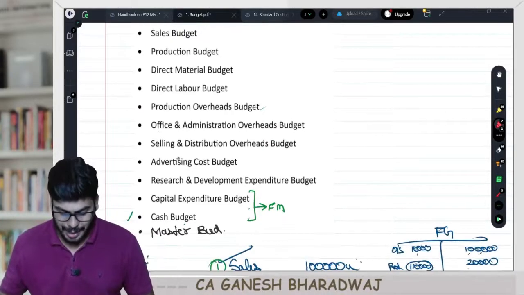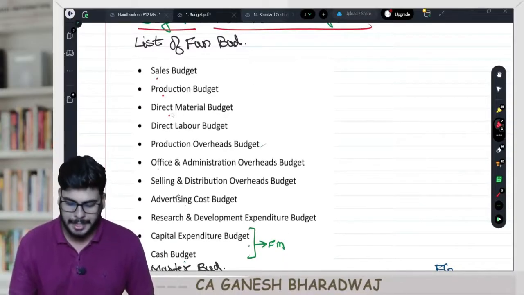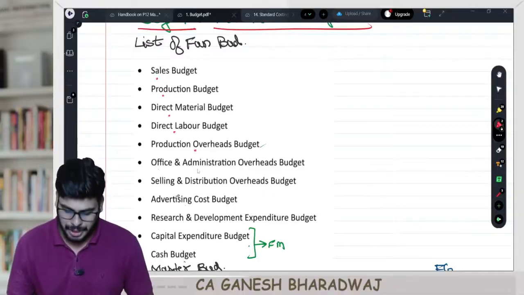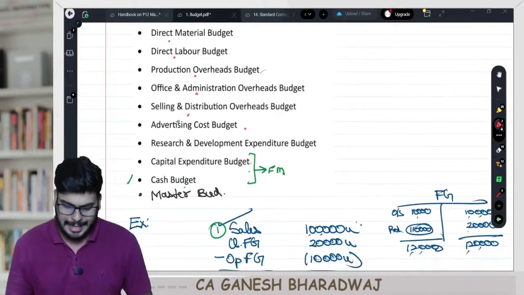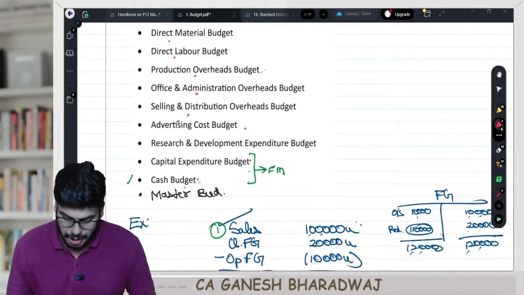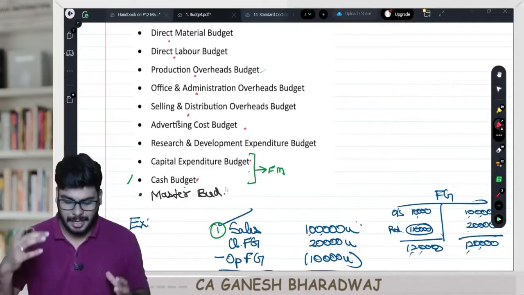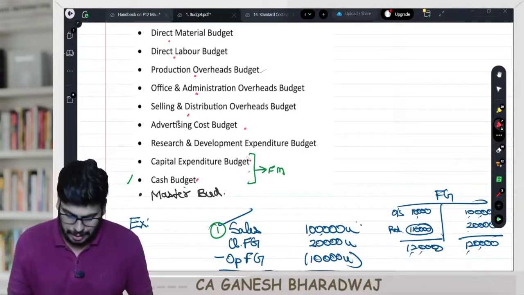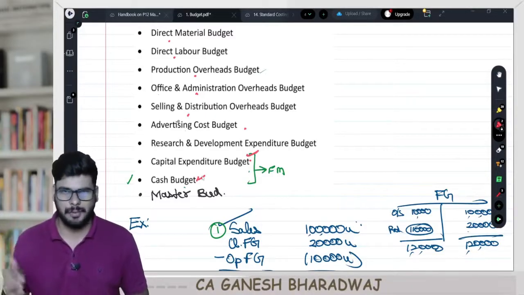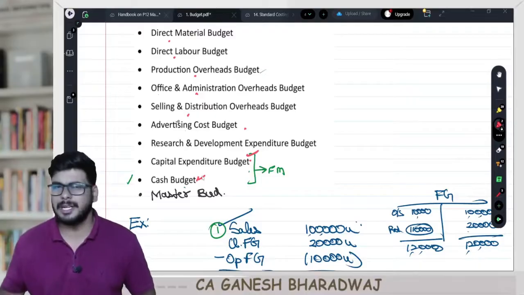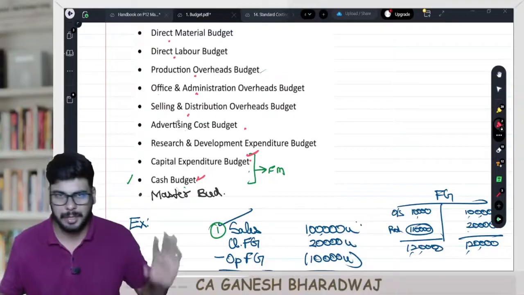Now, this is the list of functional budgets we've got: sales budget, production budget, direct material budget, direct labor budget, POH budget, AOH budget, SOH budget, advertising cost budget, R&D budget, CapEx (capital expenditure) budget, your cash budget, your master budget, and so on. Clear with this, guys? Technically speaking, your capital expenditure and cash budget form part of financial management, but predominantly the other components form part of our subject only, cost accounting and management accounting, as the case may be.